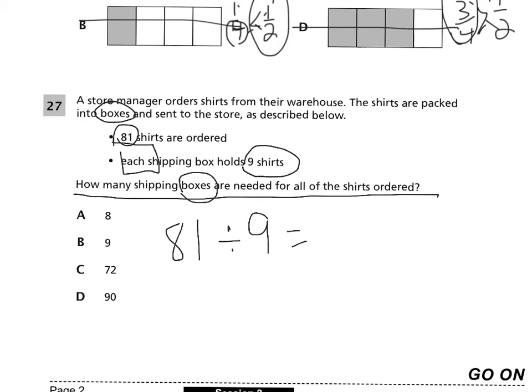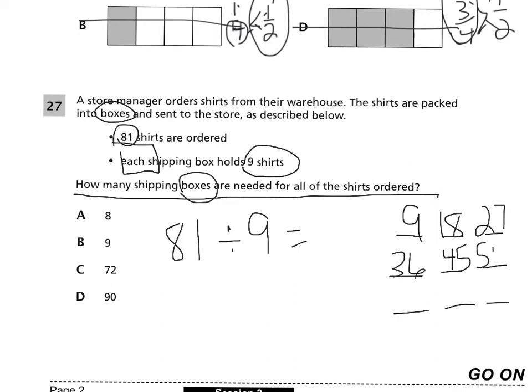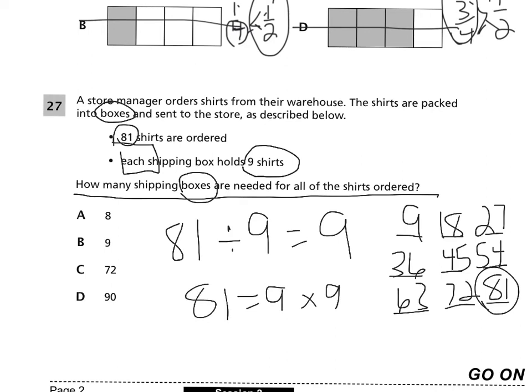So if you don't know your 9's facts, you can always drop your 9 lines and find out where 81 would fall. We see that it's on the 9th line. Most of you already know the 9's fact. You can also work backwards. 9 times 9 equals 81 to look at it as multiplication. So you would need 9 boxes. The store manager would need 9 boxes.